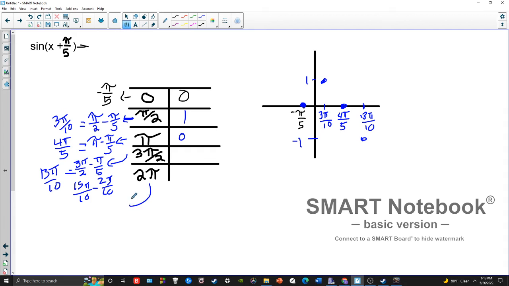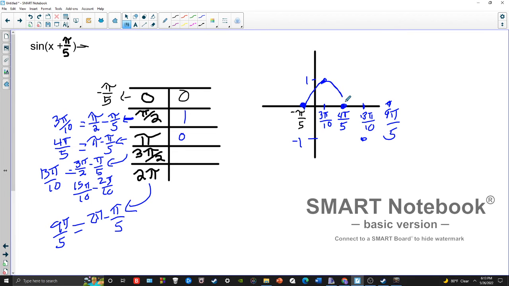And then 2 pi, rather, 2 pi minus pi over 5. That's 10 pi over 5 minus pi over 5, which is going to give me 9 pi over 5, which will be my last point over here. 9 pi over 5, and I'm going to hit back to 0.